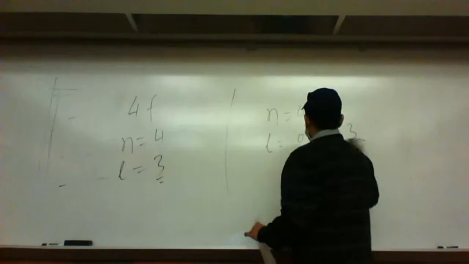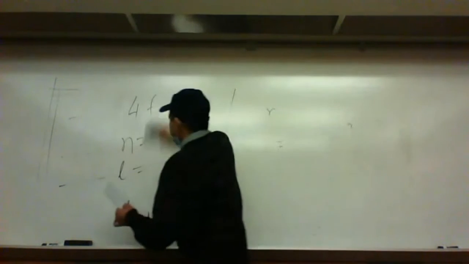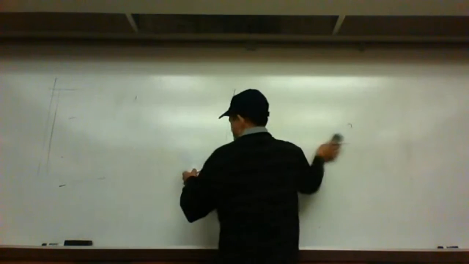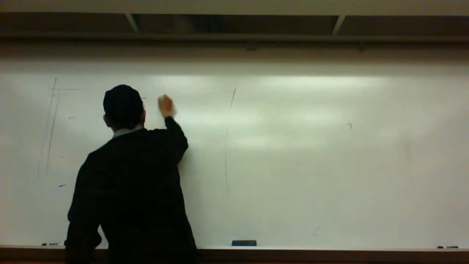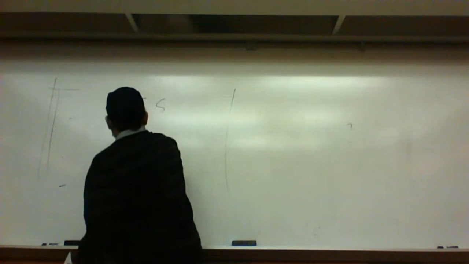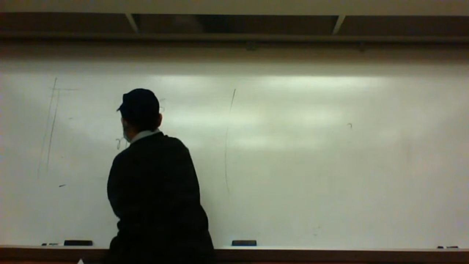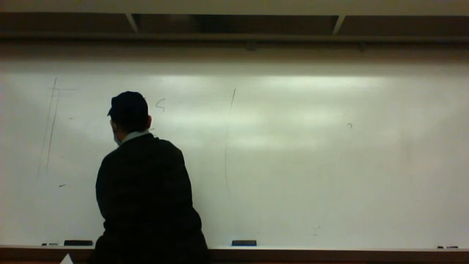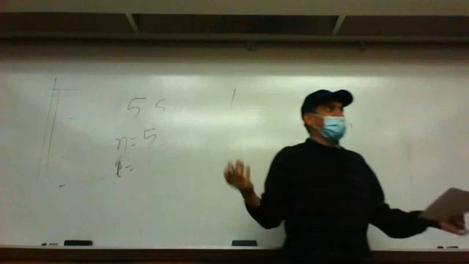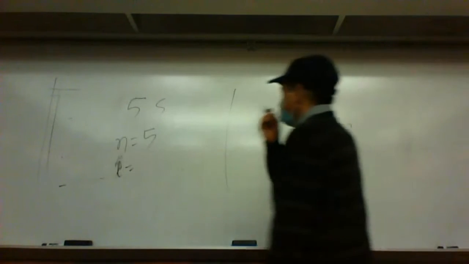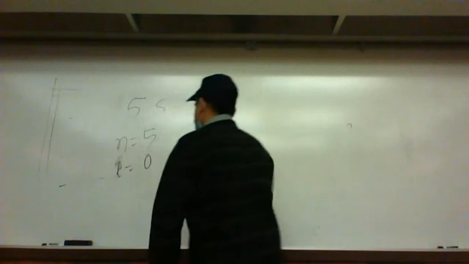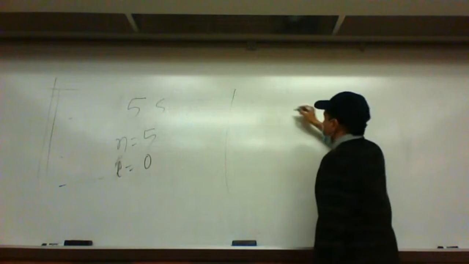So now let's look at one more, 5s. This is good. So this is 5s, so n equals 5. Sorry, that's l. l equals, s means 0. S is 0, P is 1, D is 2, F is 3, right? So s is 0. I have this quantum number. Does it exist? Let's write the quantum numbers.